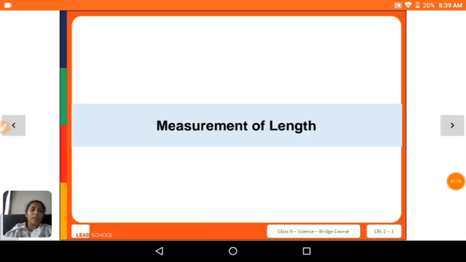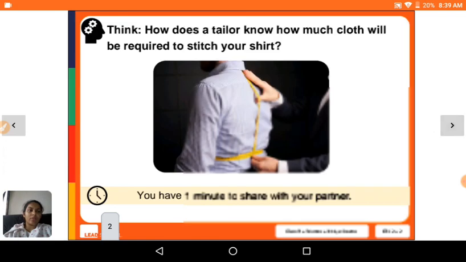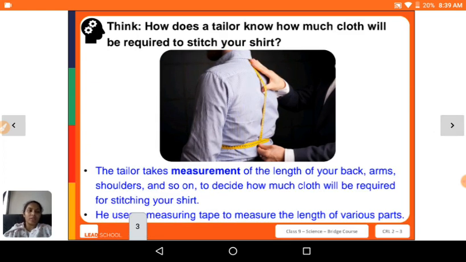So now let's begin our physics bridge course by recalling how the measurements of length and distance are made. Measurement of length. How does a tailor know how much cloth will be required to stitch your shirt? Think about it and write. The tailor will take the measurement of the length of your arms, back, shoulder and so on to decide how much cloth will be required for stitching your shirt. He uses a measuring tape to measure the length of various parts.